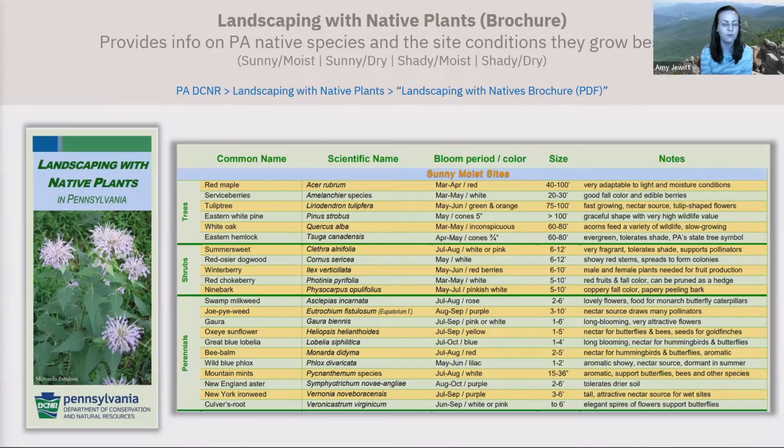They don't want their feet wet. And other ones are the exact opposite. They want to be in the shade and they want to be wet all the time. So how do you know which ones do well in these locations? Well, this brochure is going to help you to figure that out.